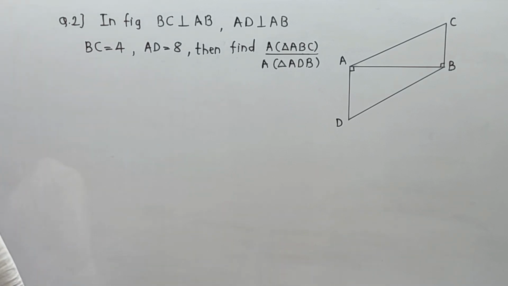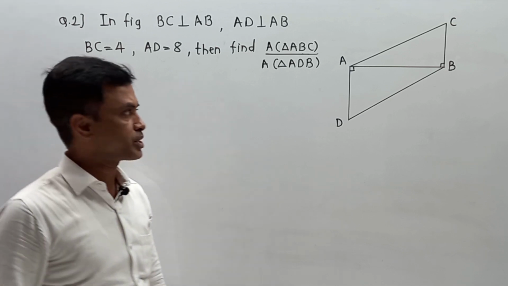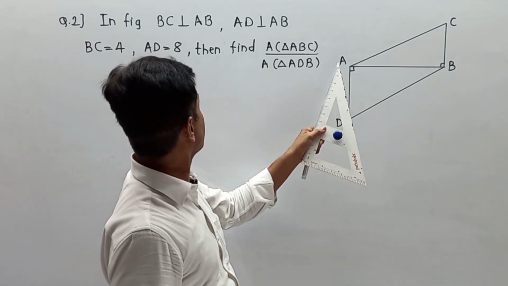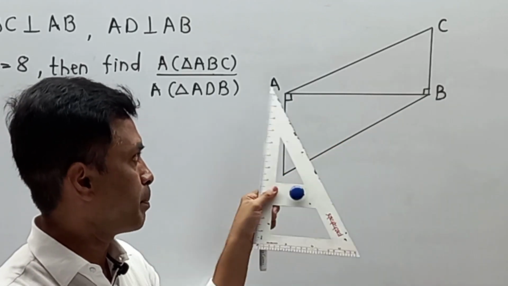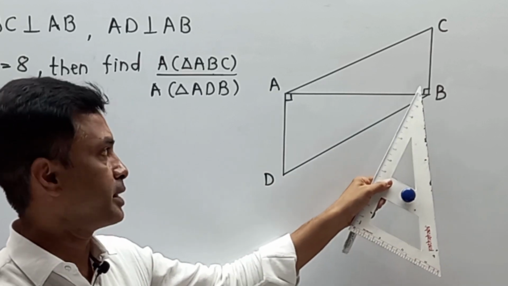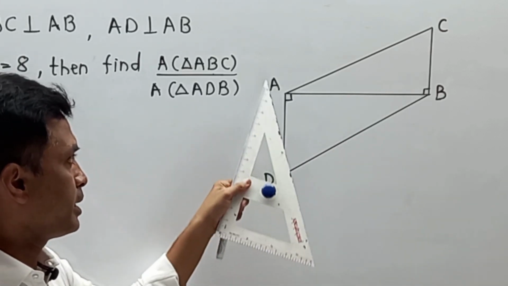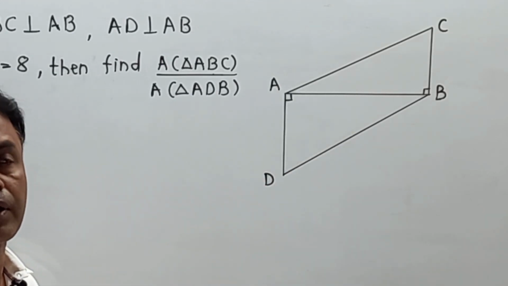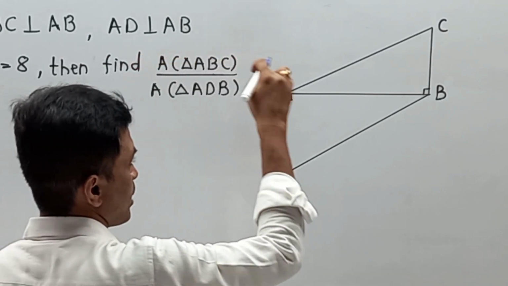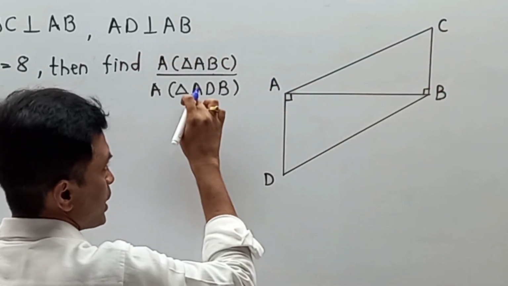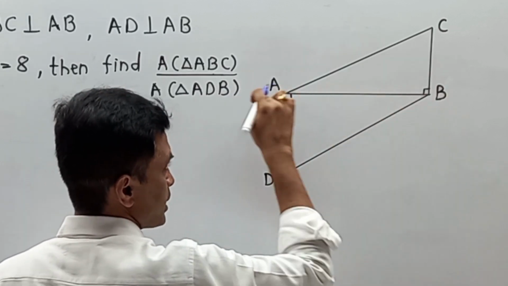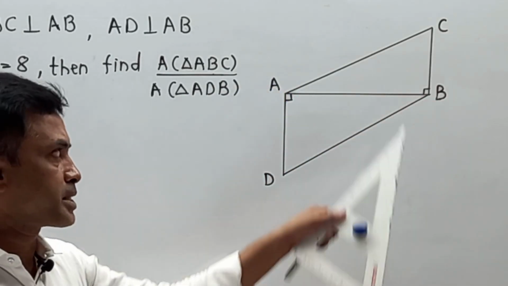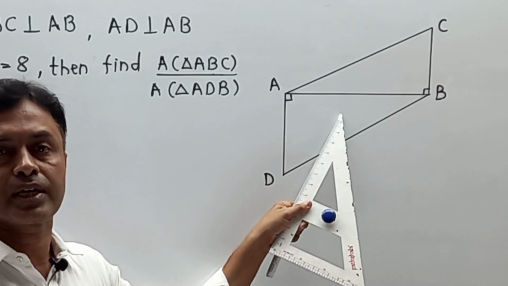Now we are trying to understand the same question from the diagram point of view, and here we must understand the content which is given in the diagram. The first part, BC perpendicular to AB, means this angle is 90 degrees, and the second part, AD perpendicular to AB, means this angle is also 90 degrees. Logically we have to calculate the ratio of area of triangle ABC upon area of ADB. Simply you can say the area of first triangle divided by area of second triangle.